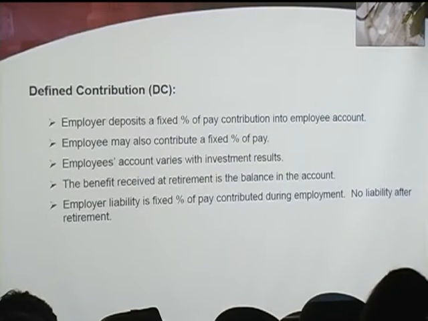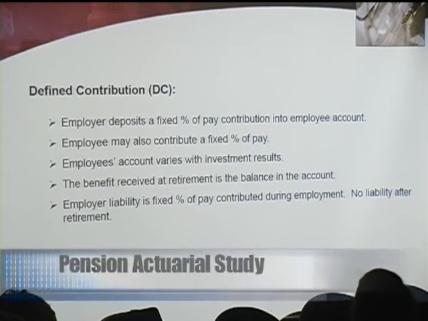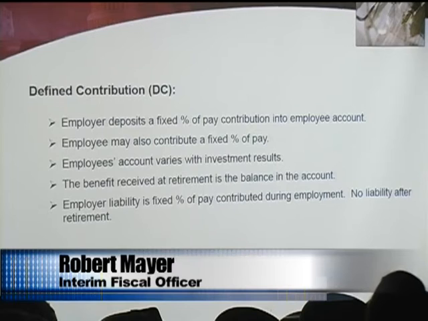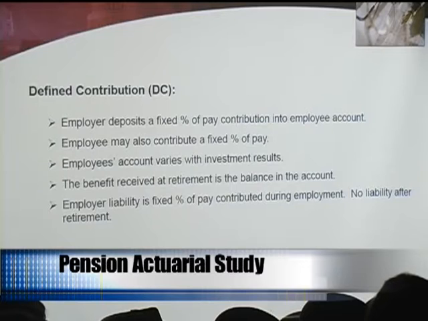In a DC plan, the employer deposits a fixed percentage of pay into the employee account. The employee also contributes into the account. The employee's account varies with the investment results, and we'll talk about that a little bit more in the pros and cons. The benefit received at retirement is that you get the money, a lump sum payment, and you can invest it, you can buy an annuity, you can do whatever you want with it.